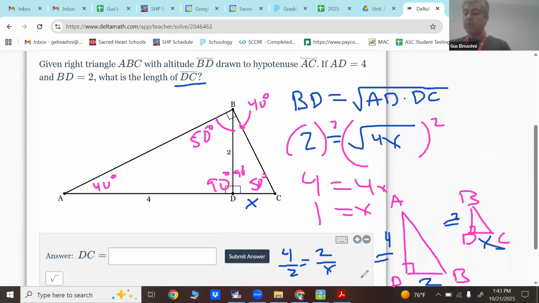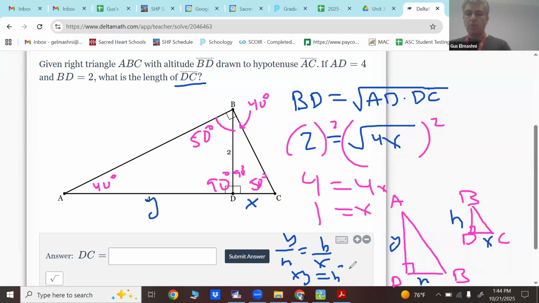Or, in more of a general sense, BD is the height, right? What if I call BD H? Fine, call it H. H and H. And call, say, X and Y. Great, whatever. So DC is X, and that's Y. Well, guess what? Y over H equals H over X when I compare the sides. Yx or xy equals h squared. Square root both sides, you still get the same thing. You still get the height being the square root of the two separate parts. That's why it works.